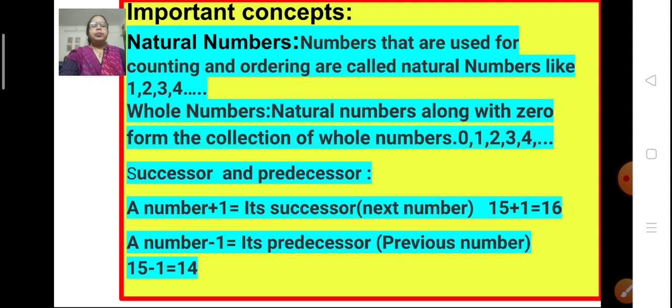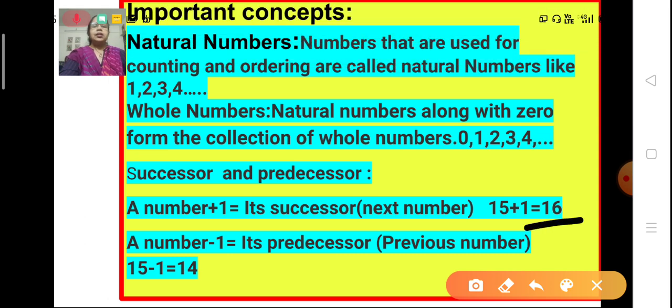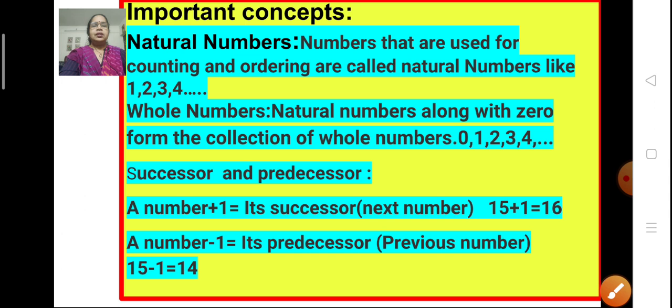Now, how do you get the successor and predecessor of numbers? This also you learnt. Any number you take, you add 1 to it and you get its successor, that is the next number. A simple example: 15 plus 1 is 16. And any number you take and subtract 1 from it, you get its predecessor, like 15 minus 1 is 14. Any large number also, you add 1 to get its successor and subtract 1 to get its predecessor.